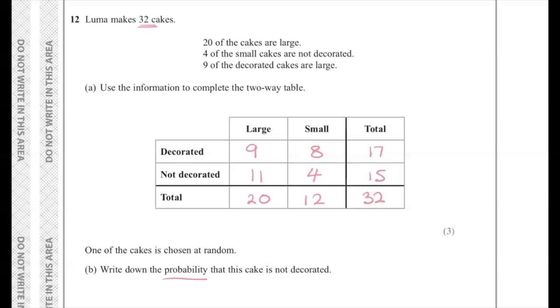Write the probability. Now, probability, as soon as you read that, you need to be thinking fractions. 9 times out of 10, you will be creating a fraction. So the probability that the cake is not decorated. So we look at our table. Not decorated has a total of 15. So 15 out of the 32 cakes are not decorated. So you can see where that fraction has come from. In this particular question, they're giving 2 marks for that. They're giving 1 mark for this and 1 mark for that, which is really generous.